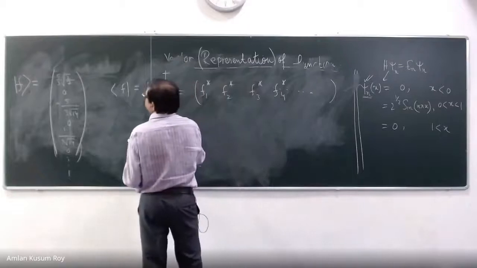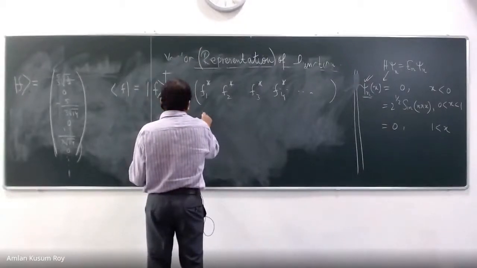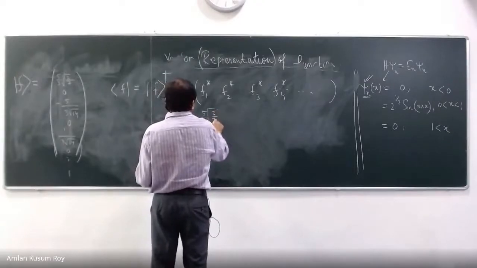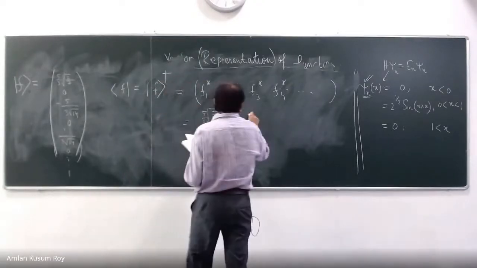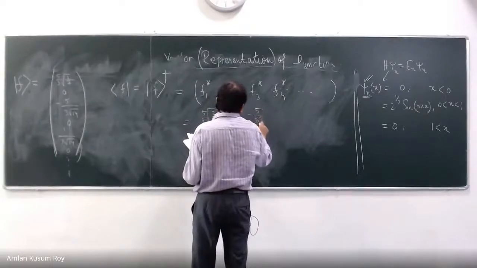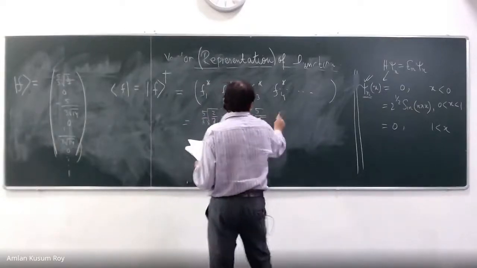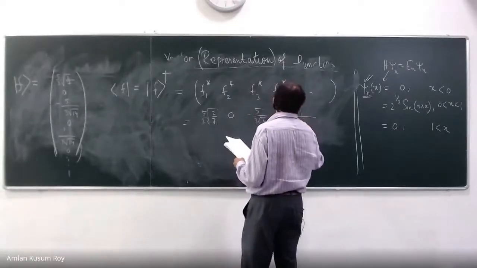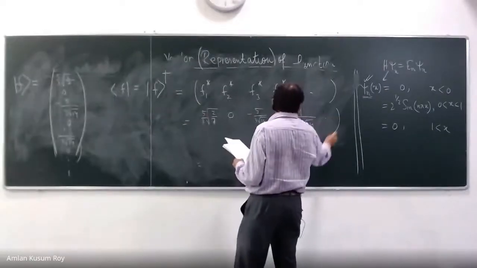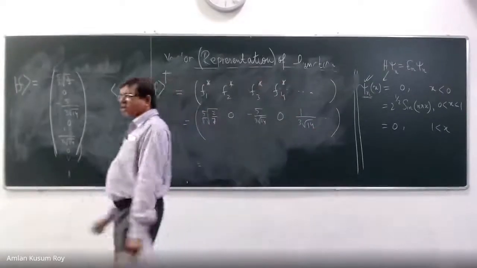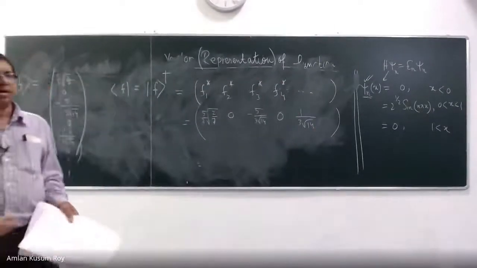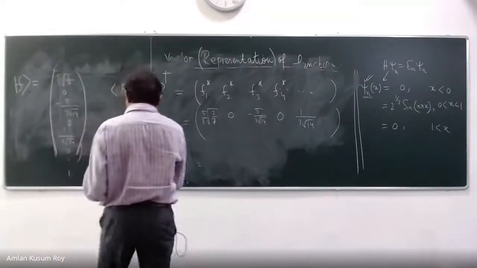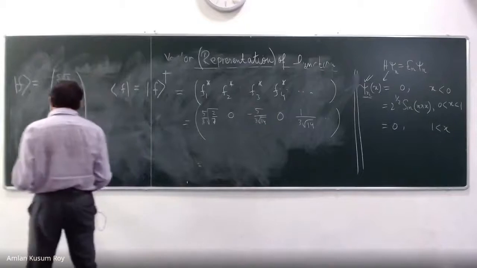So that means 5 by 3, root over 2 by 7, 0, minus 5 over 3 root over 14, or whatever, and 1 over 3 root over 14. So this is my bra, the bra f of this function in this basis, okay?